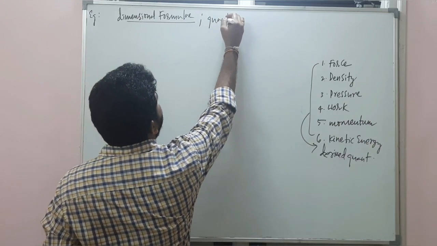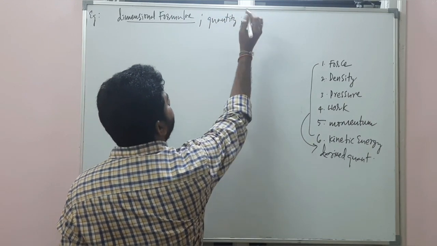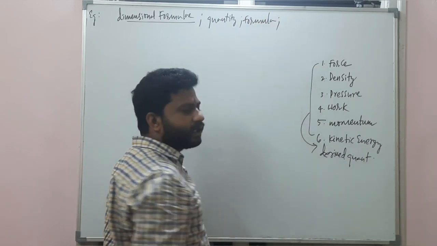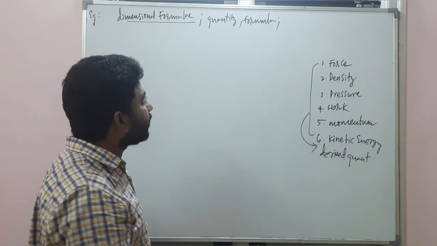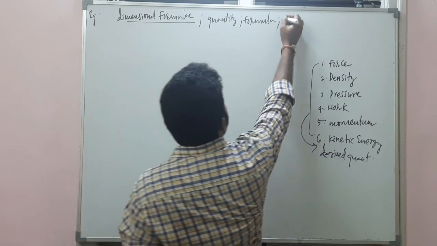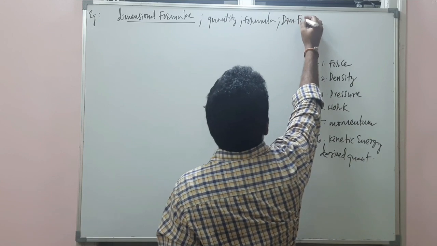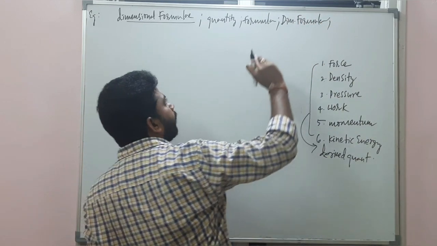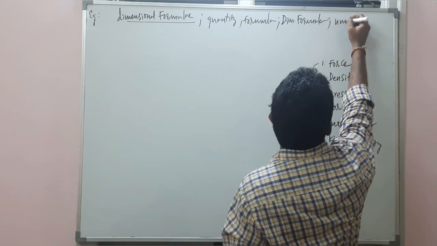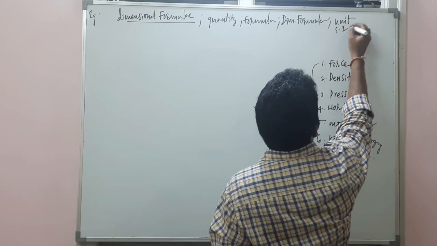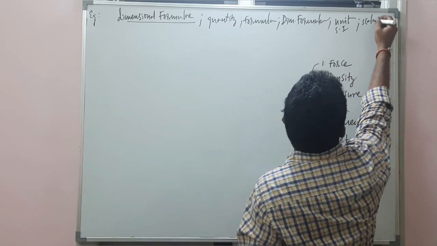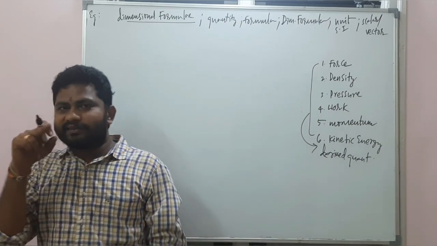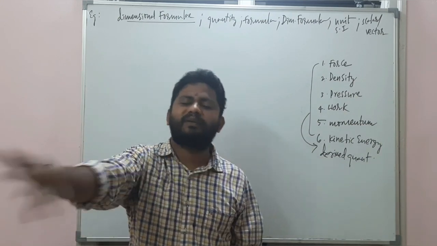The quantity we will consider first, then its physical formula we will write. Remember that: quantity, physical formula, then the dimensional formula. After that, this physical quantity's unit, which is the SI unit, and whether it is a scalar or vector, we are going to write. Then the complete 360 degrees approach will be finished.